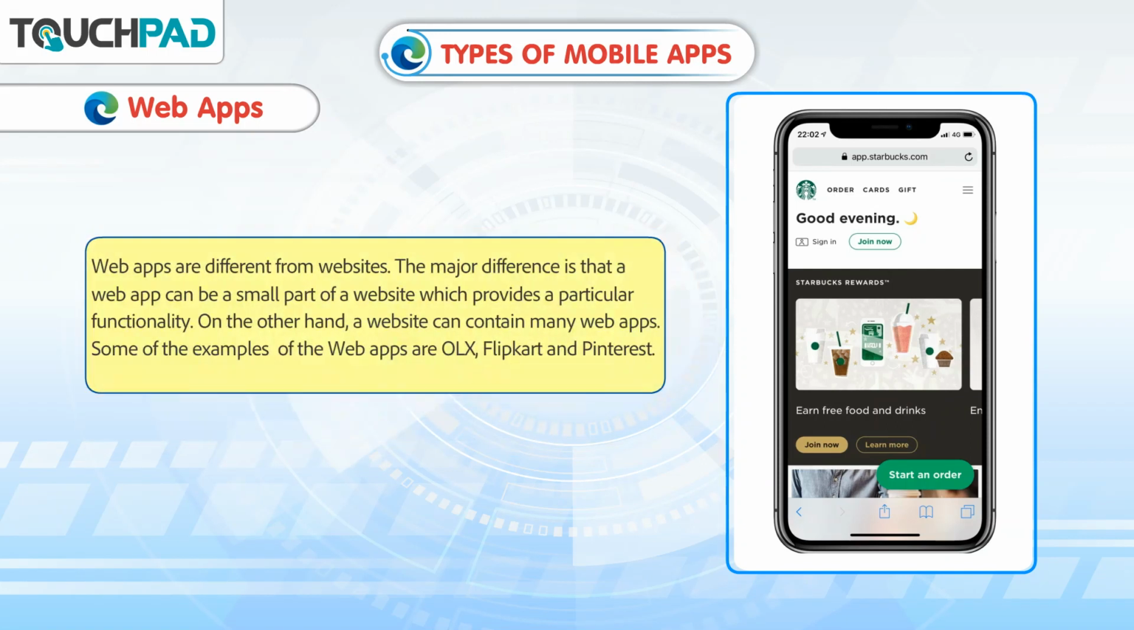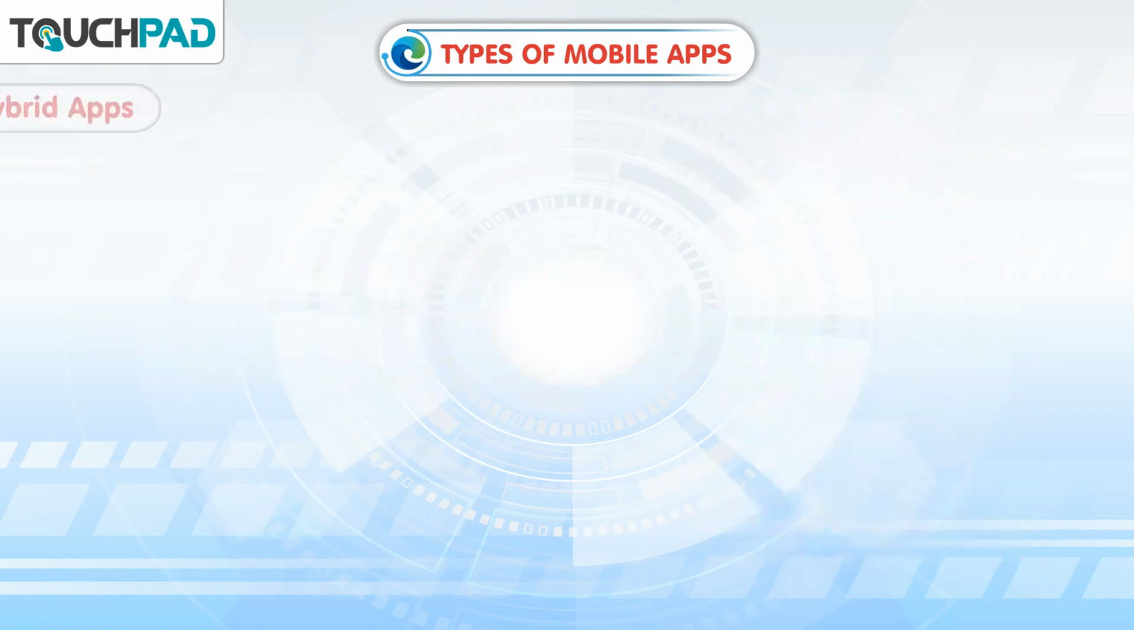Web apps are different from websites. The major difference is that a web app can be a small part of a website which provides a particular functionality. On the other hand, a website can contain many web apps. Some of the examples of the web apps are OLX, Flipkart, and Pinterest.